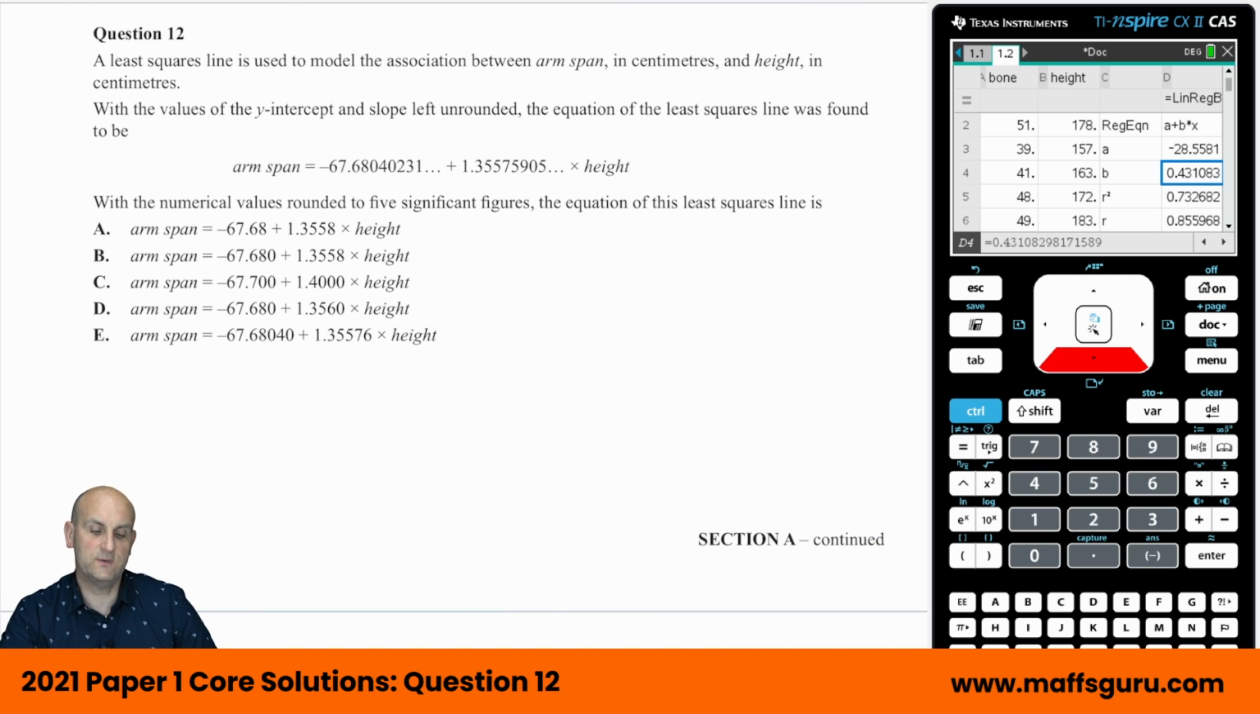Question 12, a least squares line is used to model the association between arm span in centimeters and height. So you've got arm span and height in centimeters. With the variables of the y-intercept and slope left unrounded, so this is testing your rounding, the equation of the least squares line was found to be this. Okie dokie, so we've got that massive thing there, with the numerical values rounded to 5 significant figures. 5 significant figures has to have 5 figures in it, all right, 5 digits.